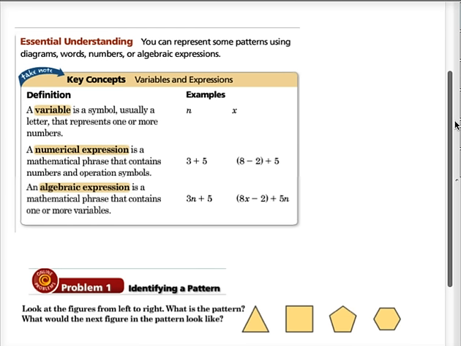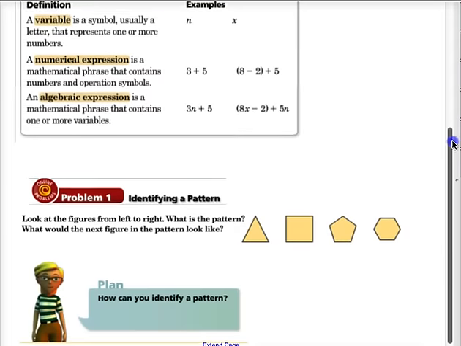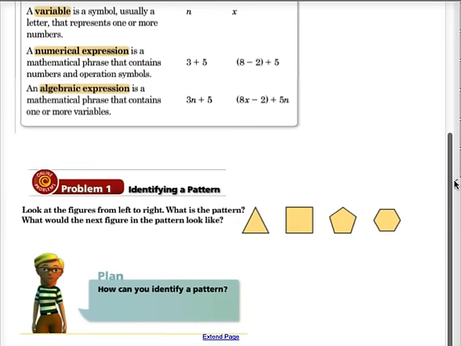So the difference being, a numerical expression is something you can calculate. So that 3 plus 5, you can calculate and tell me that that's 8. Now, an algebraic expression is involving a variable. So you can't calculate that until I tell you what that variable is representing, what number it is in that instance. Now, let's get going on actually identifying patterns.